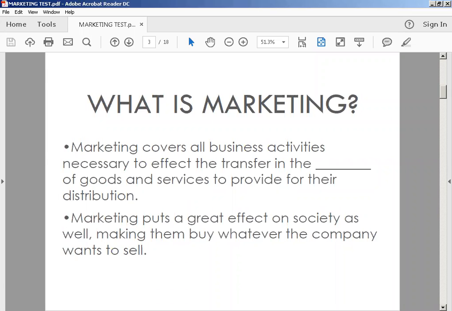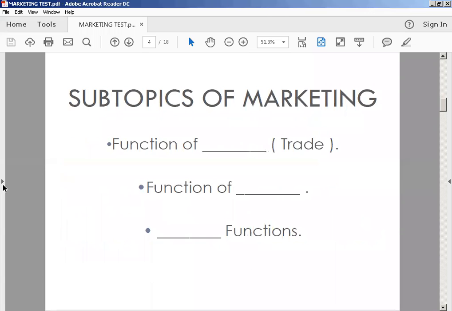I proceed. Subtopics of marketing: functions of dash, functions of dash, and dash functions. You have to write down the name of the functions, and this is your third MCQ, the third fill in the blanks.